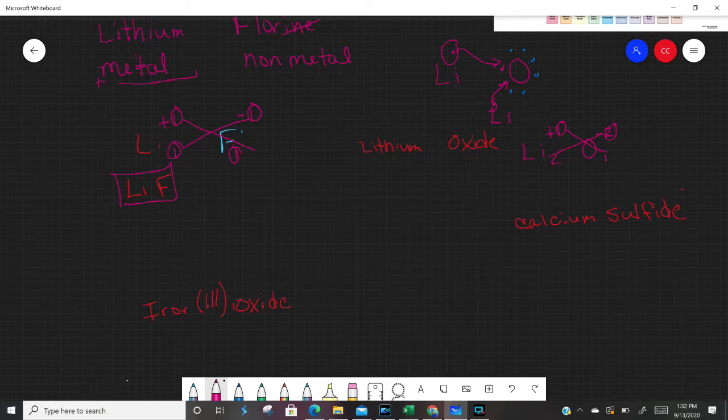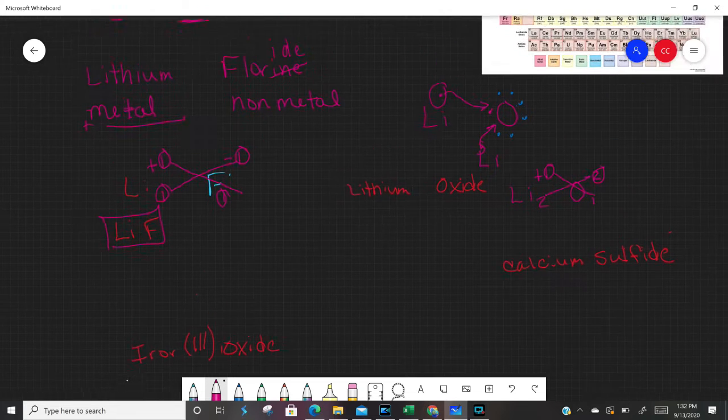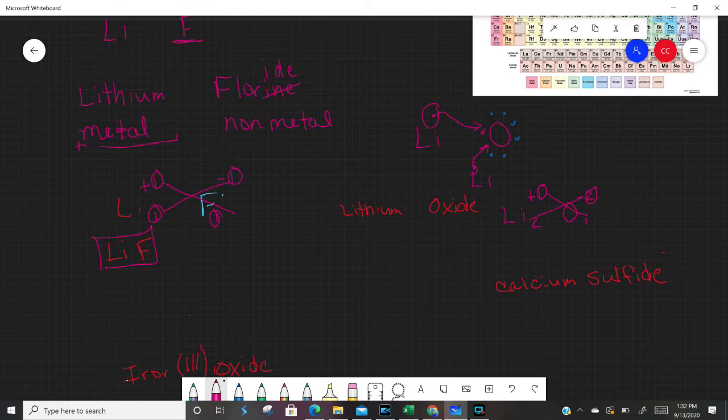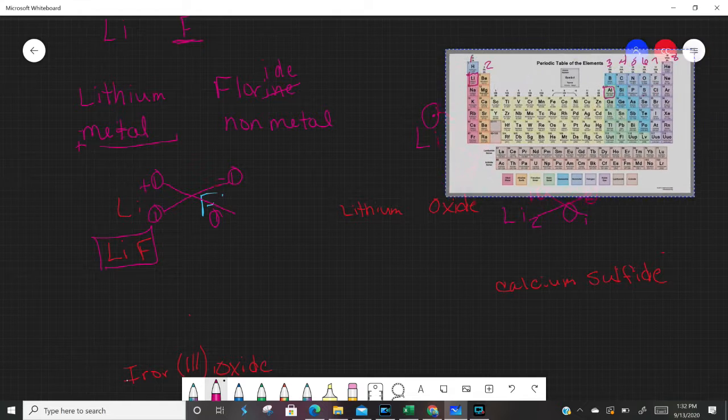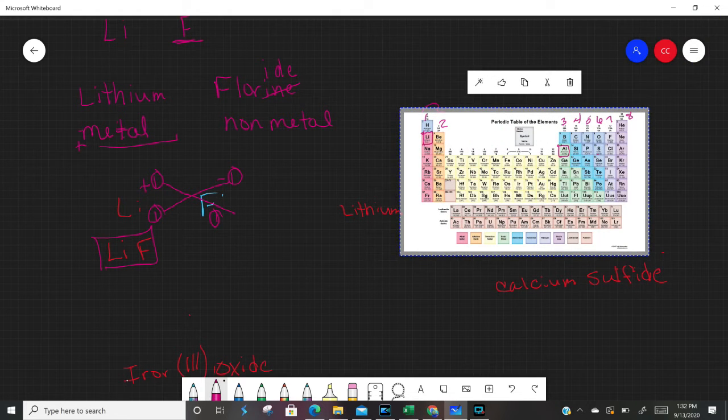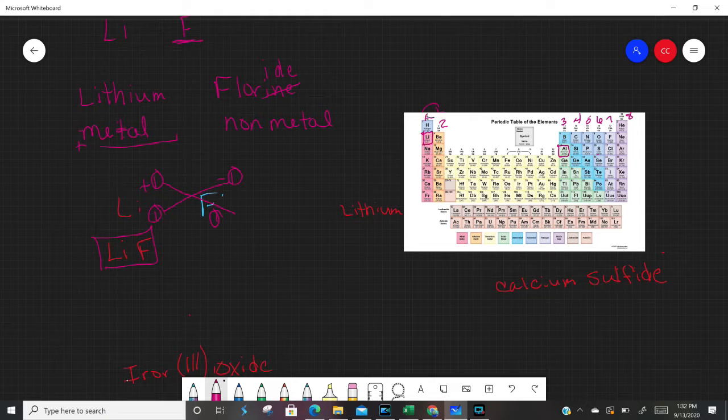So let's look at calcium sulfide. And I'm going to bring this down so I can see it. If you wanted to write your charges, we talked about the number of valence electrons.